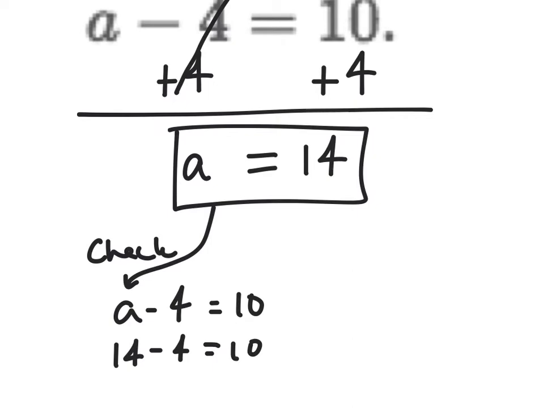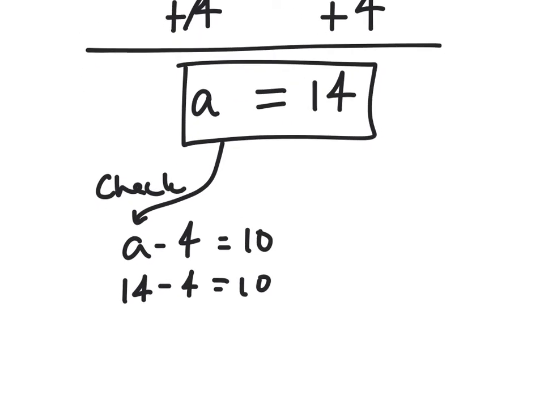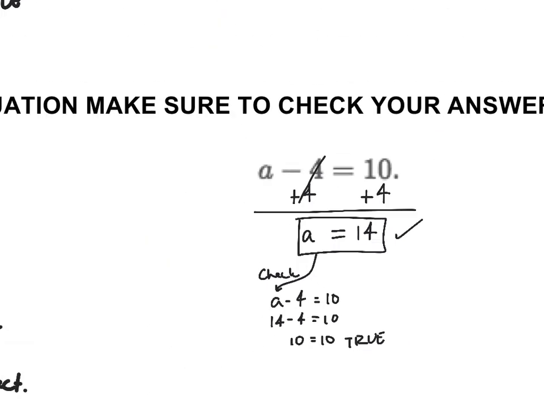Well, 14 minus 4, that's just going to give me 10. All right, 10 is going to be equal to 10, and that's true. Therefore, a equals 14 is the right answer. Now notice how we didn't use x in this example.